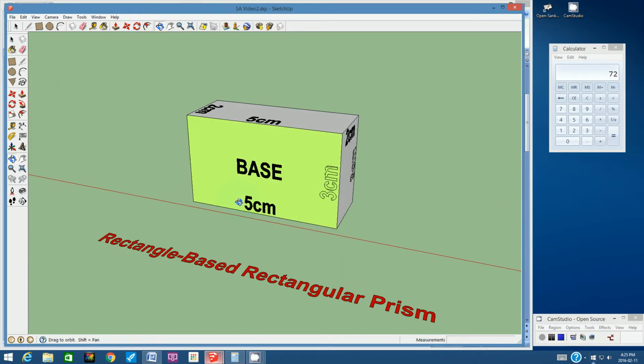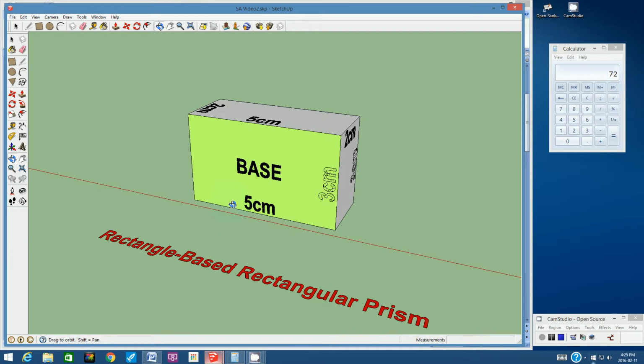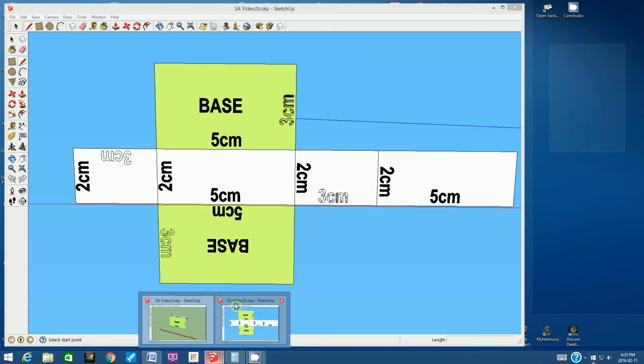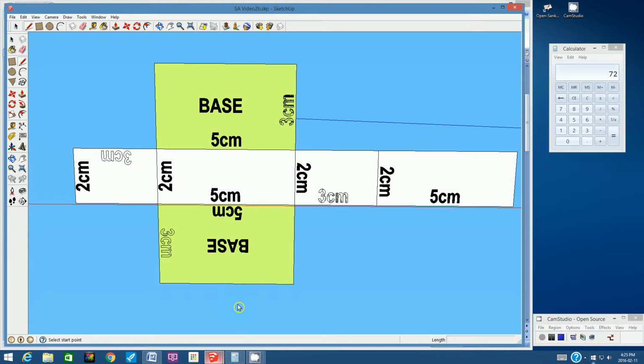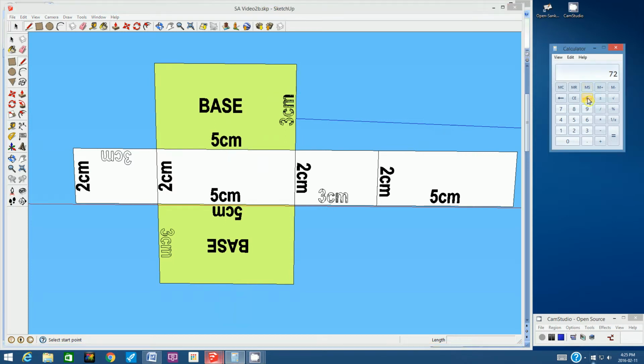So if we were to open up this rectangular prism to form its net, what would it look like? Well, it would look something like this. So at this point, could you please press pause and draw a small diagram of this net in the space provided? Remember, try not to draw too big, and remember to always include your dimensions. So press pause now.